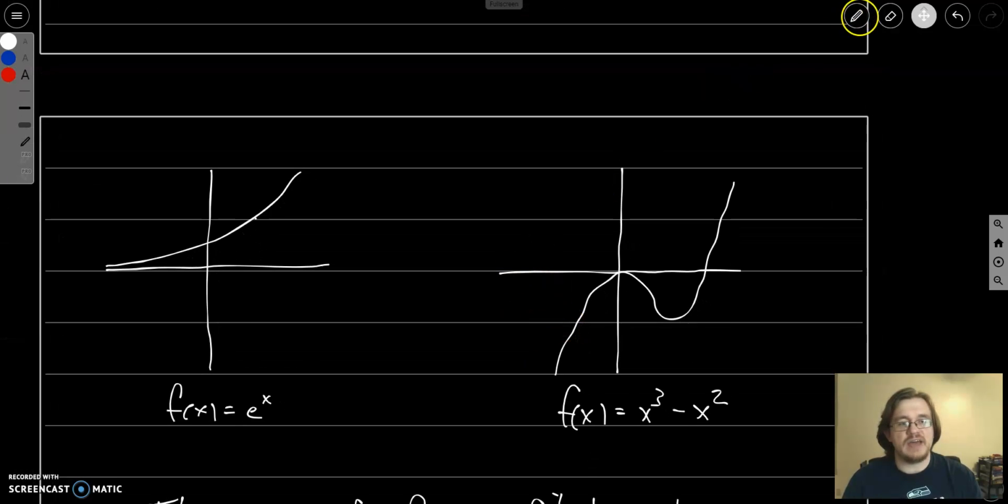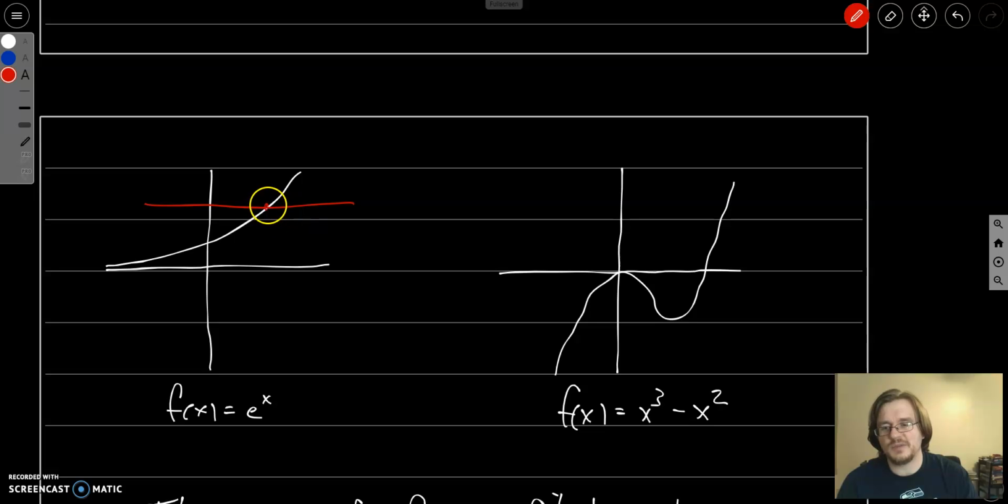Here's a function that we haven't seen yet, but we will later in the year. This is the function f of x is equal to e to the x power. We haven't defined what e is. It's just a number, and we're raising it to the x power, whatever that means. And we can see just from the graph that if you ever draw a horizontal line, it will only intersect the graph in one place.